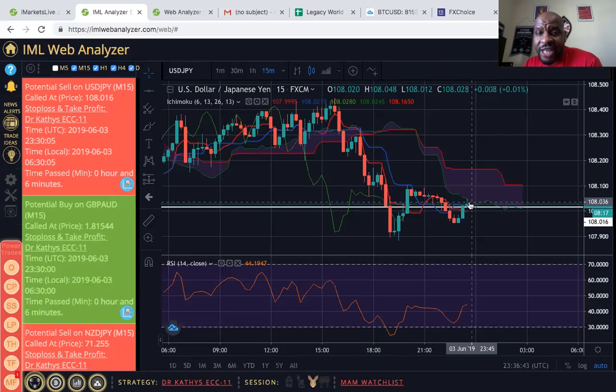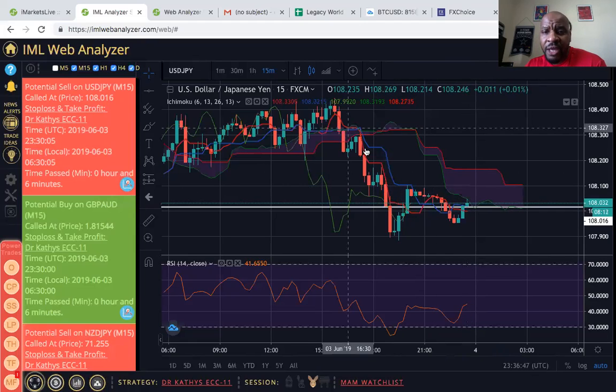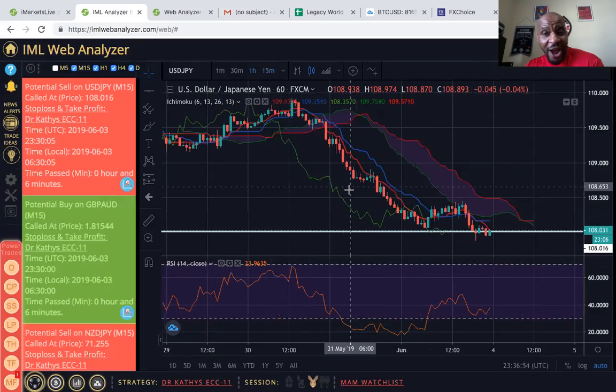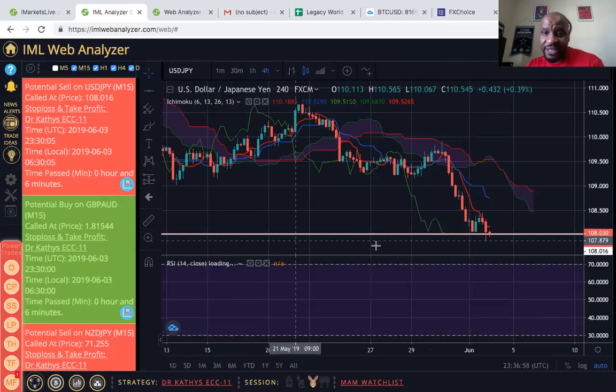So as we go through our checklist, remember number one, the trend. What are we looking at? Quick look. Trend is a downtrend on the 15-minute. We go to the 1 hour. Trend is a downtrend on the 1 hour. Oh man, we're looking good. And if I show this on the 4 hour, I'm confident.